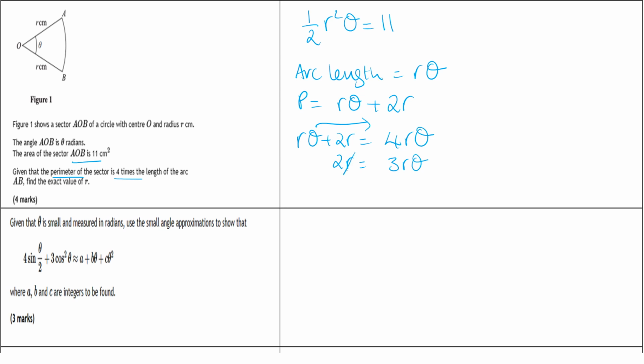If we cancel by the r's, we're going to get that theta is equal to 2/3. Now if we put that back into our first equation for the area, we're going to get half r squared times 2/3 is equal to 11. The 2's will cancel, we can take that 3 up. R squared is equal to 33, so r is equal to the square root of 33.